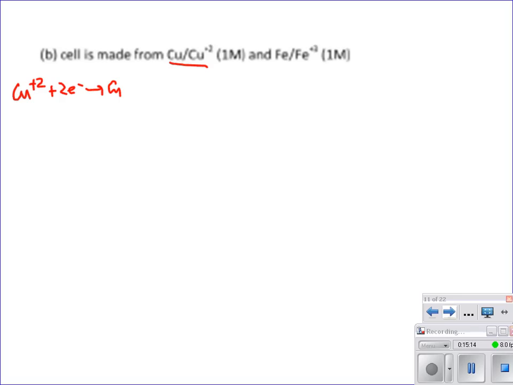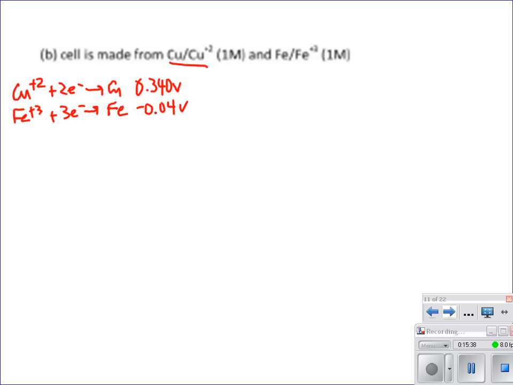Good. And then we're going to write the other one, Fe plus 3 electrons makes Fe. So let's go ahead and look up those reduction potentials. Again, I know this one is 0.340 volts. And what is the other one? Negative 0.04 volts.